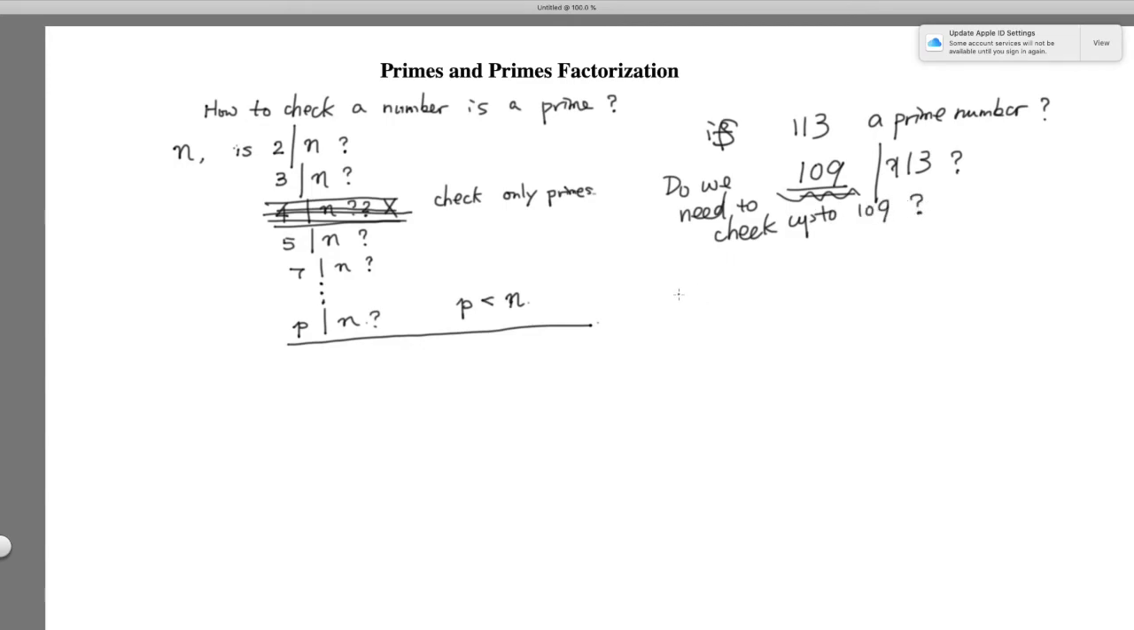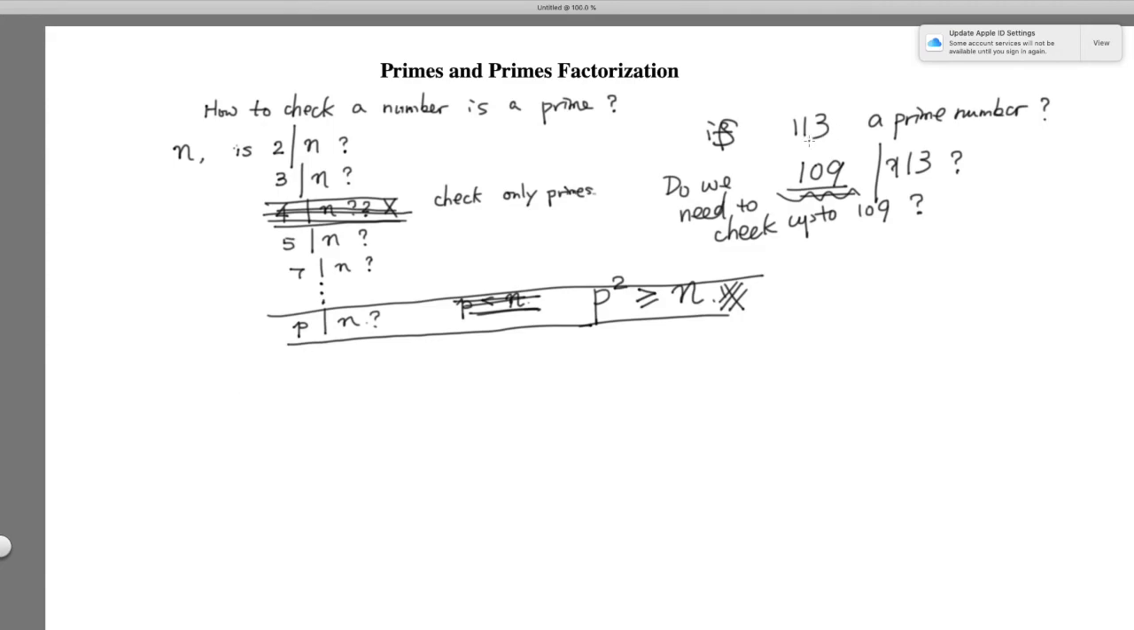The trick here is no, we only need to check numbers far less than 109. In fact, we only need to check the prime numbers up to a p such that p squared, p times p, is bigger than or equal to n. Even before that, if p squared is bigger than or equal to n, we stop. We don't even need to check. Before we prove that fact, I'm going to show you an example.